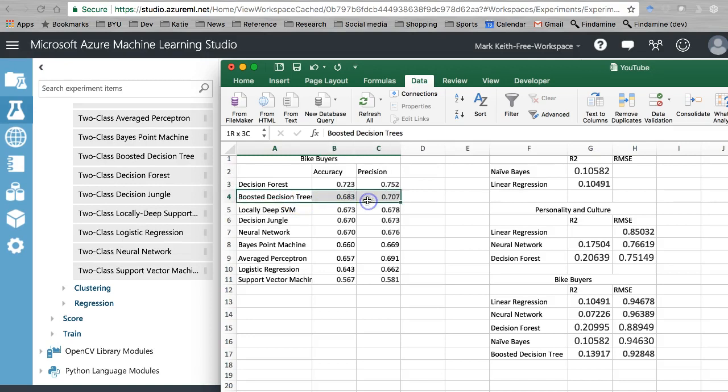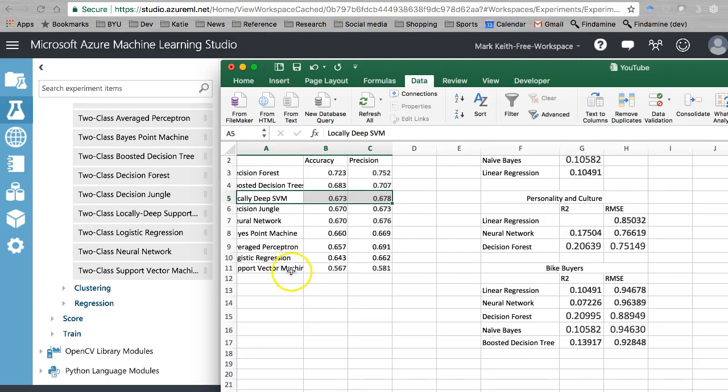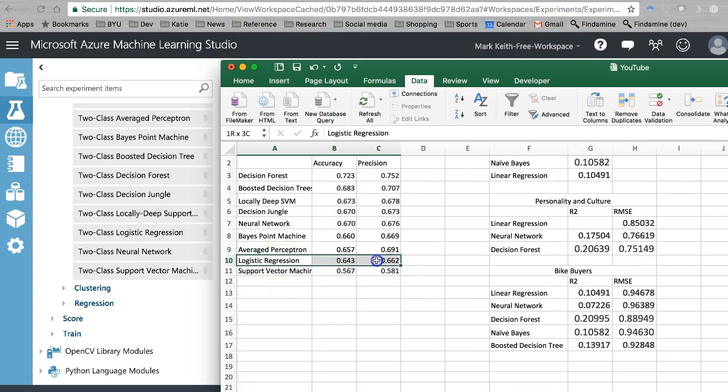boosted decision trees, not bad. I'm impressed with the local deep support vector machine. I didn't think that one would be as good. Logistic regression is usually our baseline, but I guess support vector machines could be, they're both pretty old. They're both kind of baseline models.